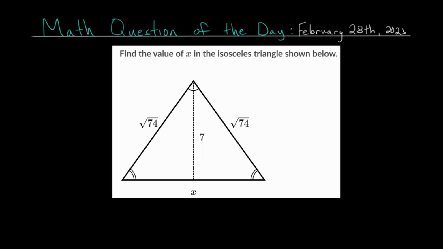In this video, I'd like to talk about the math question of the day for February 28th, 2023. And with this problem, we need to find this value of x in this isosceles triangle shown here.